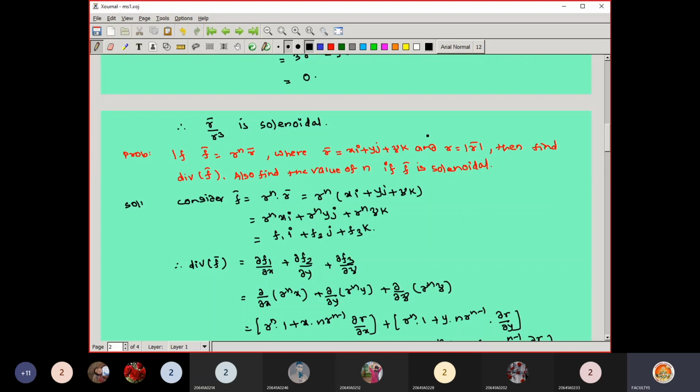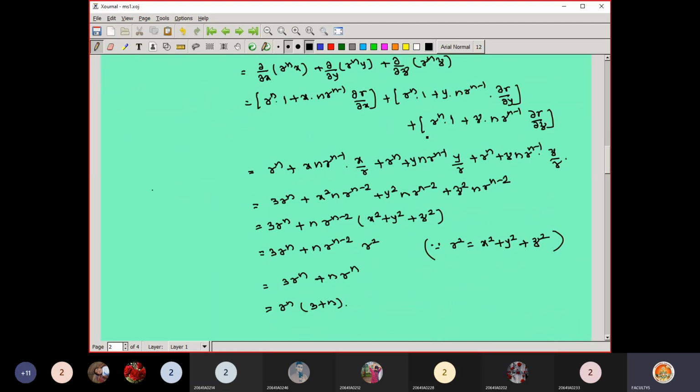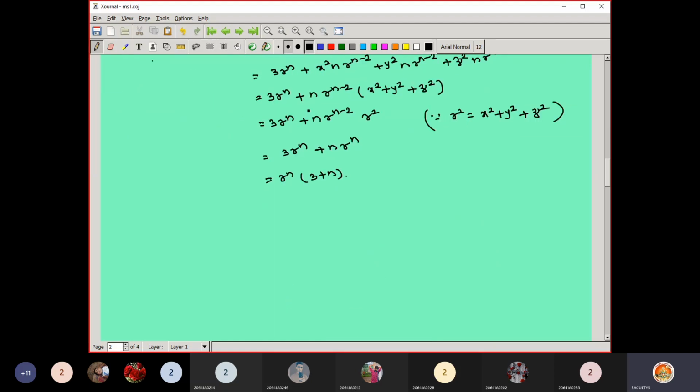If it is solenoidal, then we need to calculate the n value. So the next thing is, if I suppose f bar is solenoidal, then the divergence of f bar is equal to 0. Just now we calculated its divergence value. So r power n into 3 plus n is equal to 0.